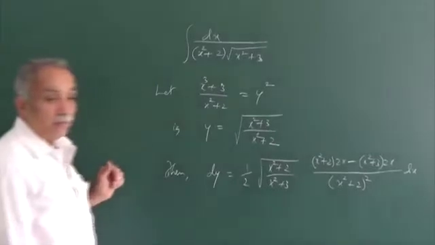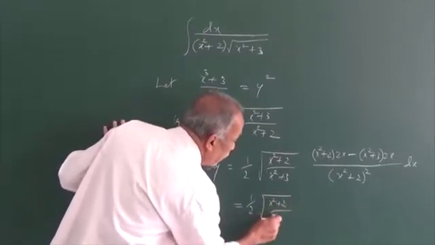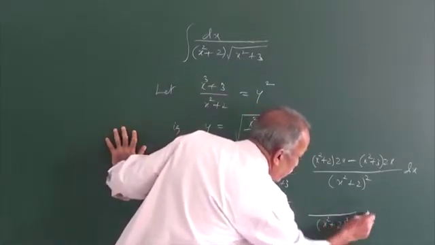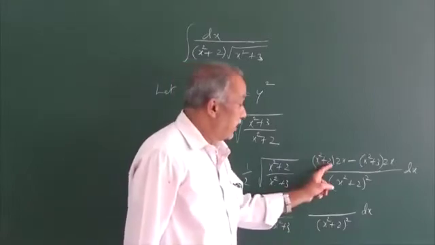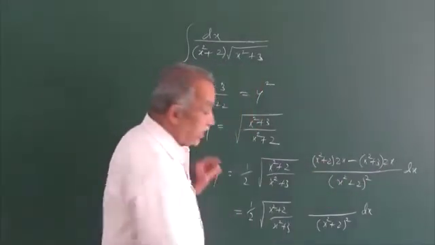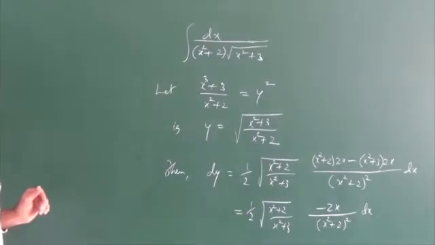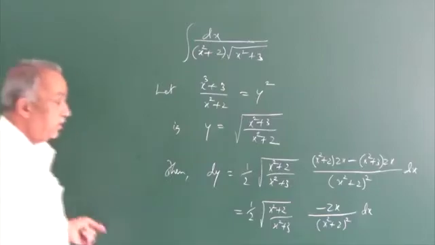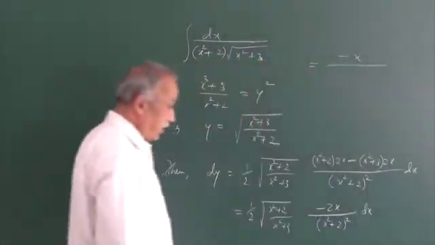dx, or on little bit of simplification, two x cube minus 2x cube cancel, plus 4x minus 6x. Okay, root of x square plus 2 also may be removed, and 2 also may be removed.